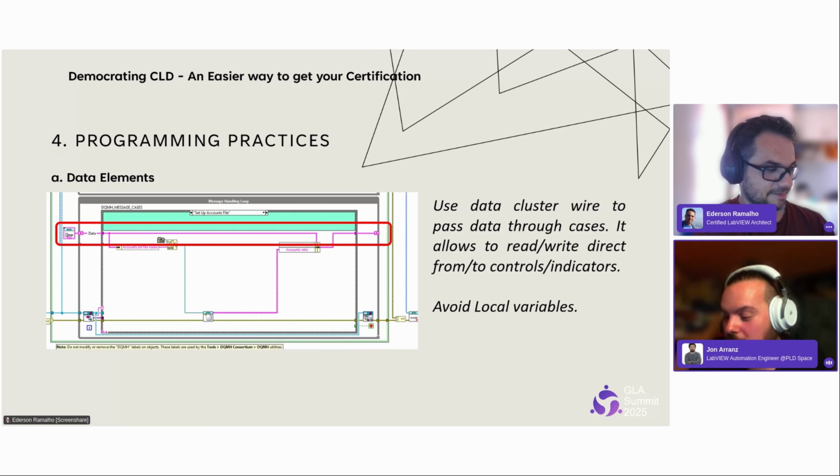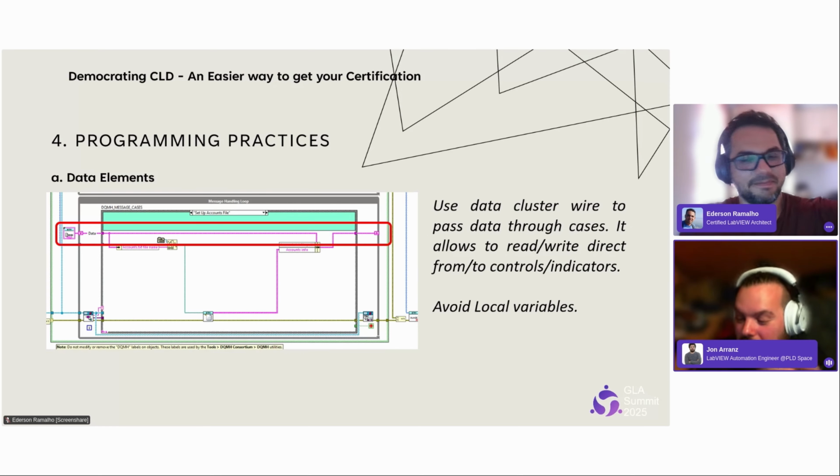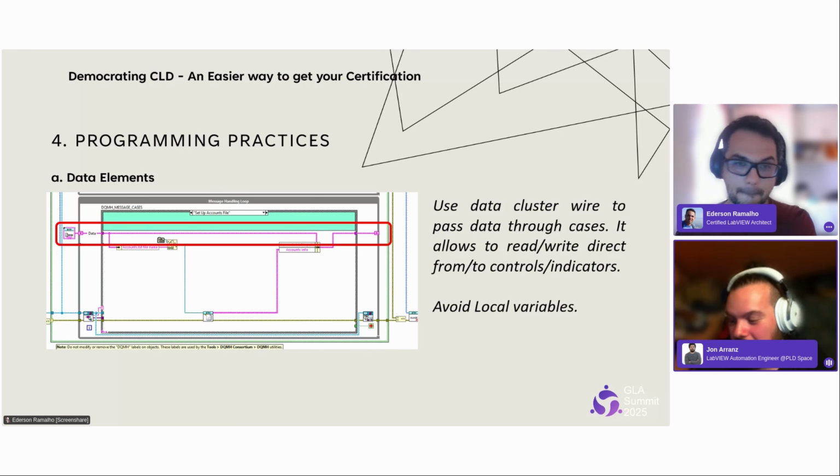So you need to be sure that you don't create more shift registers. If you have more than one shift register, maybe this means that you are doing something wrong. Not 100% of the time, but 99% of the time, this means that you are doing something wrong. So you need to introduce this variable inside the data cluster, and this means that you are doing things properly.